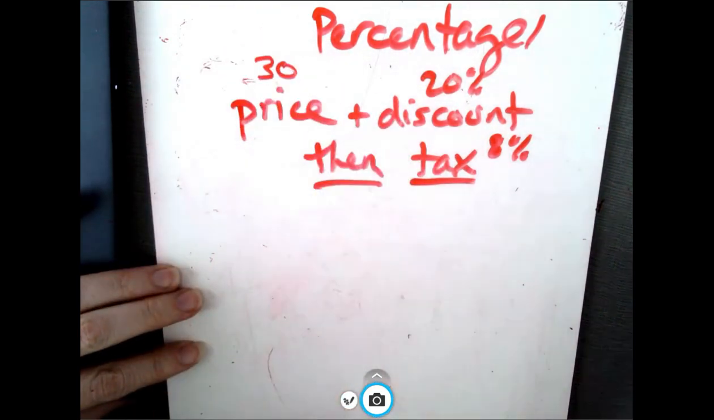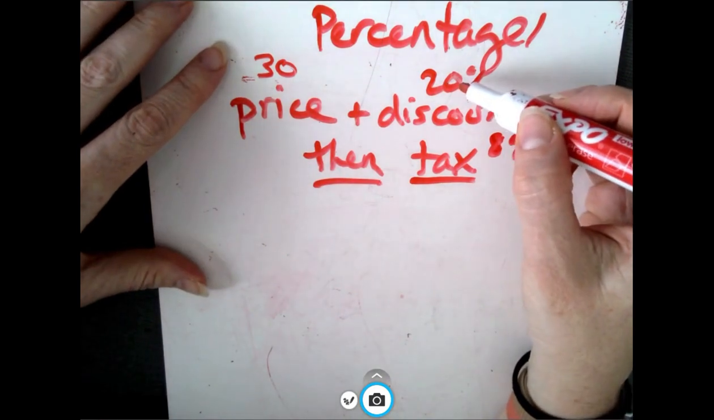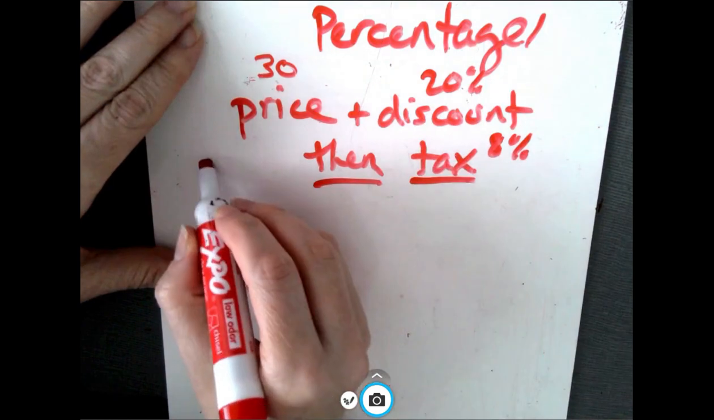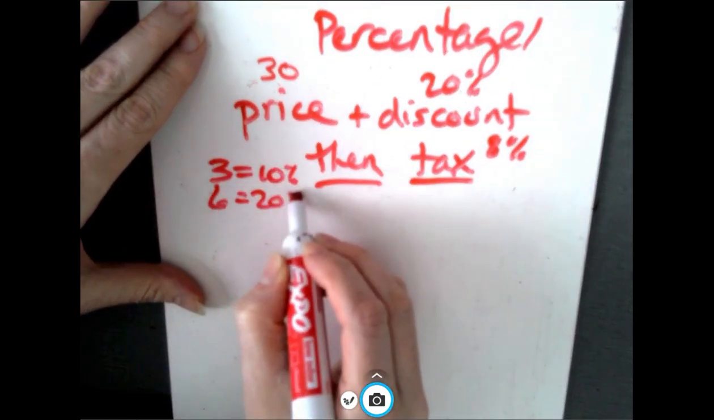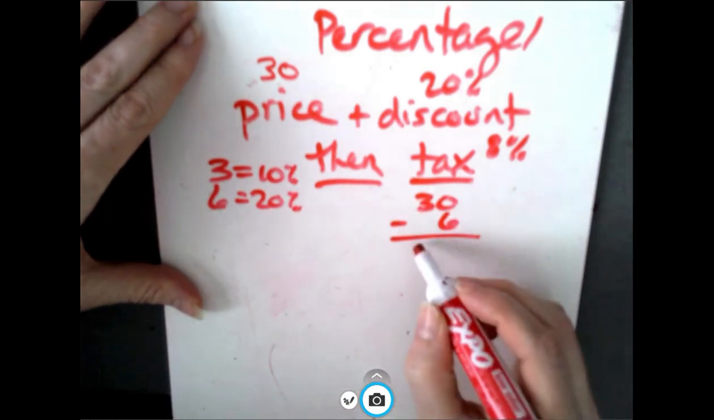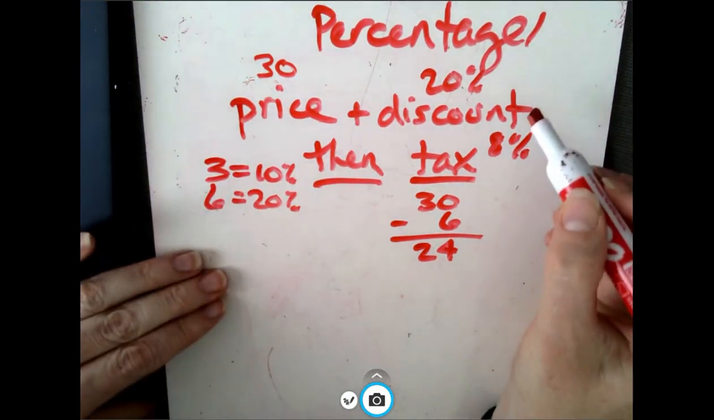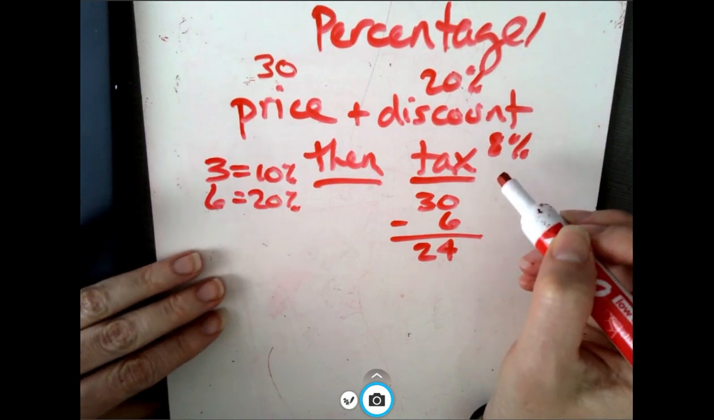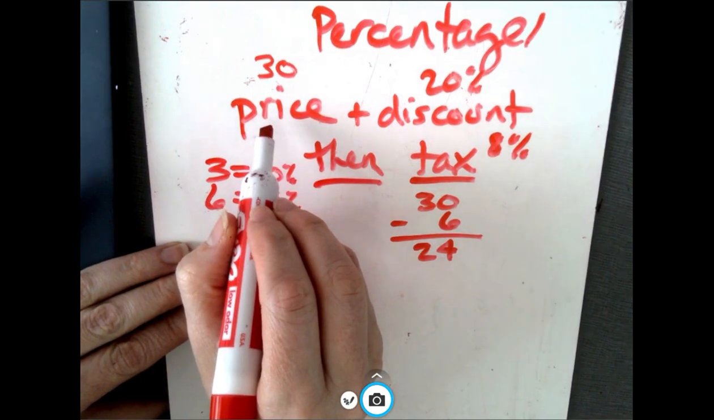So going with $30 and then finding a 20% discount. Well, 20% is double 10. So if I find 10%, which would be $3, then $6 would be 20%. So I have a $30 shirt with a $6 discount, which gives me $24 before tax. You always take the discount before the tax because the tax is on the final price you're paying. You wouldn't want to pay tax on the original price because then you pay more.